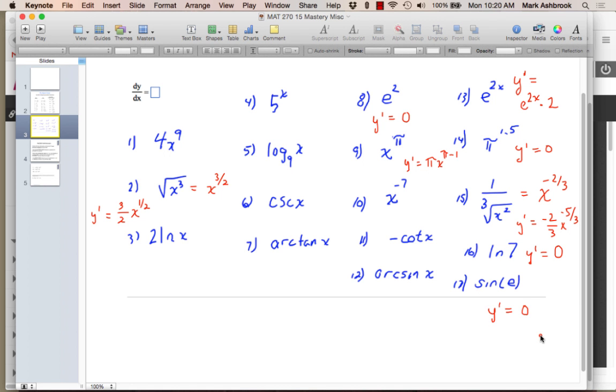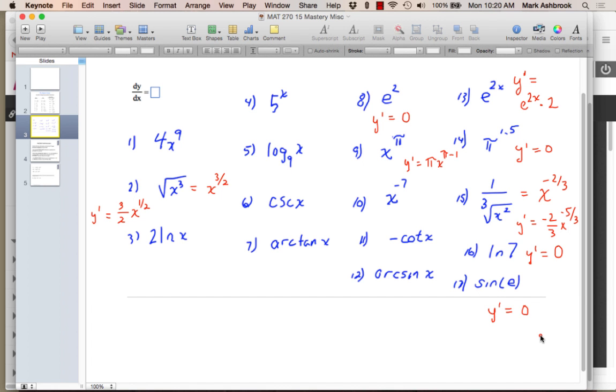Yes, sir? Number 15, can we use a quotient? No, not for this part of the test. On this first half of the exam, it will say no product rule, no quotient rule, no chain rule. Now, they had to use the chain rule on 13, so you would have something like that. That requires the chain rule. There's no way to get around it.